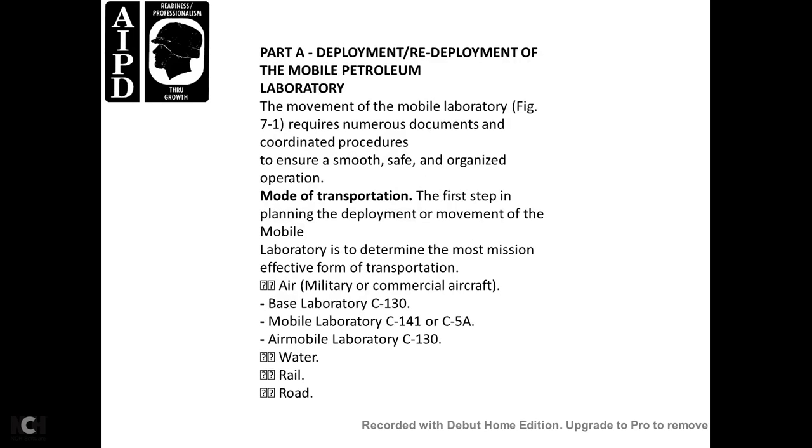Part A, deploying and redeploying of the mobile petroleum laboratory. The movement of the mobile laboratory requires numerous documents coordinated with the procedures to ensure a smooth and safely organized operation. The mode of transportation is the first step of planning the deployment. The movement of the mobile laboratory is determined by the most mission-effective form of transportation: military or commercial air, water, rail, or road.